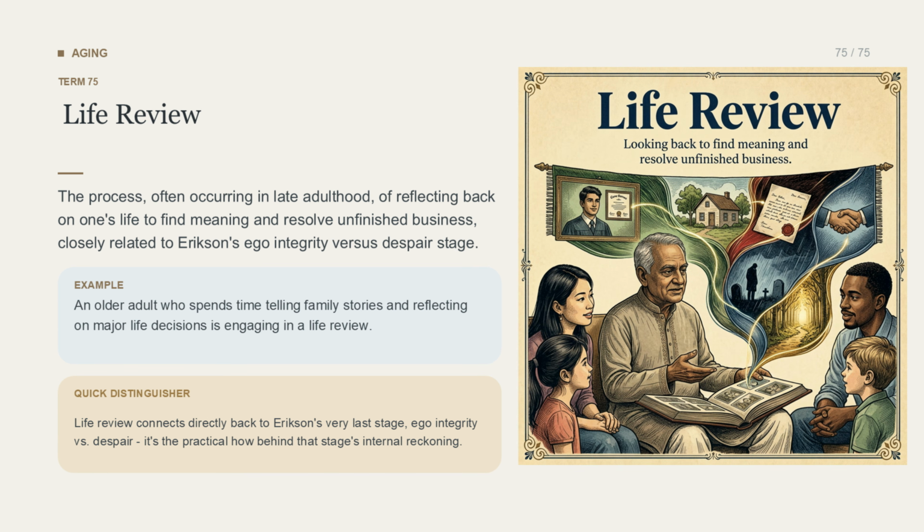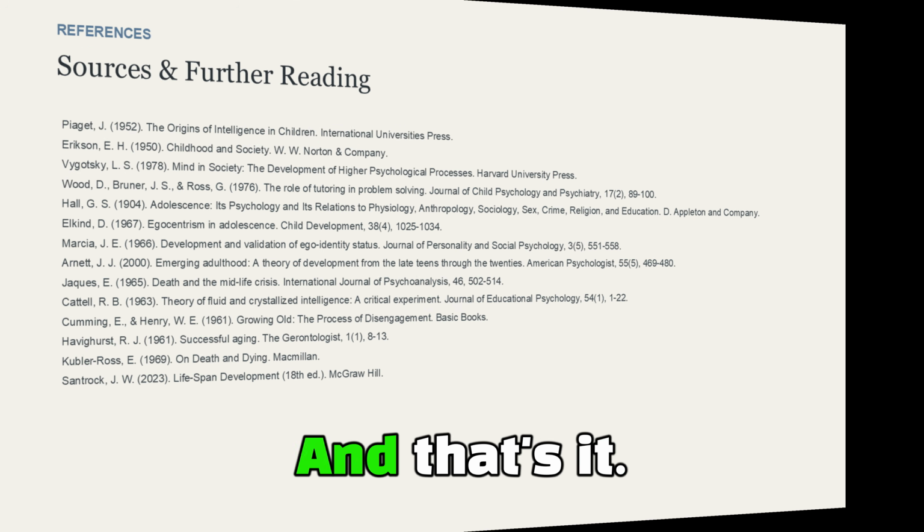75. Life review. Life review is the process, often occurring in late adulthood, of reflecting back on one's life to find meaning and resolve unfinished business. It's closely related to Erikson's ego integrity versus despair stage. In real life, an older adult who spends time telling family stories and reflecting on major life decisions is engaging in a life review. And that's it.